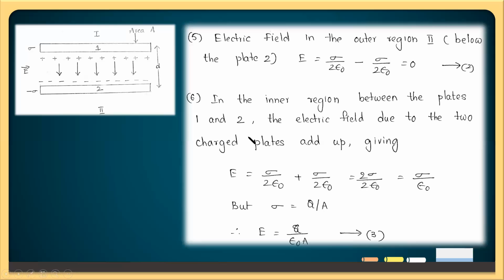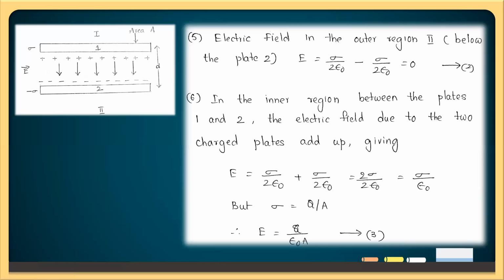It is in between the plates. But we know sigma, that is surface charge density, is equal to Q by A, charge per unit area. Substitute in the place of sigma, we will get E is equal to Q by A divided by epsilon naught. Therefore, electric field E is equal to Q by epsilon naught A, which is equation number 3.